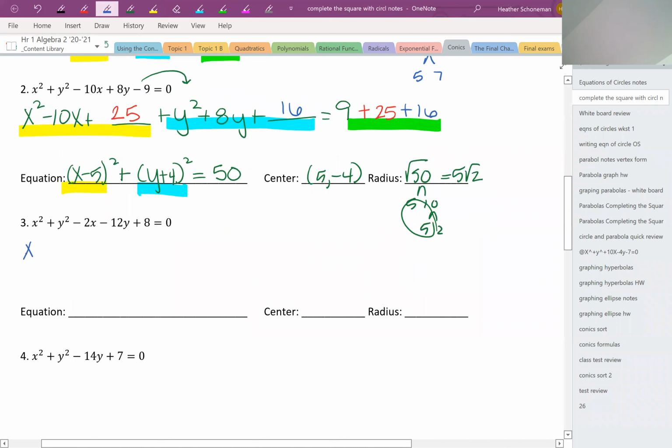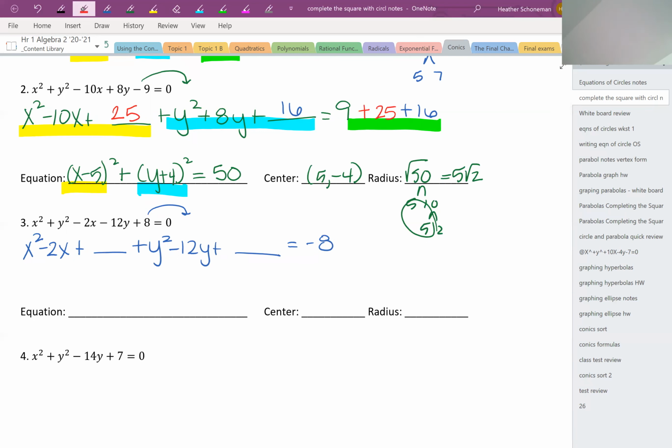All right, let's try it again. Group the x's. We have x squared minus 2x plus blank. Group the y's, y squared minus 12y plus blank. 8 goes to the other side, and now it's -8. Got to fill in the gaps.